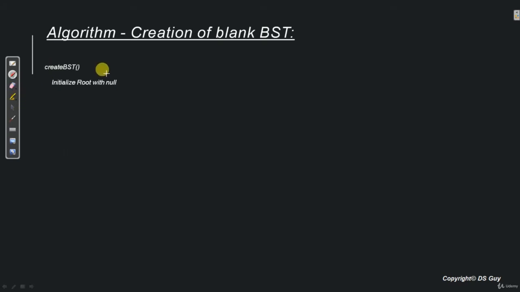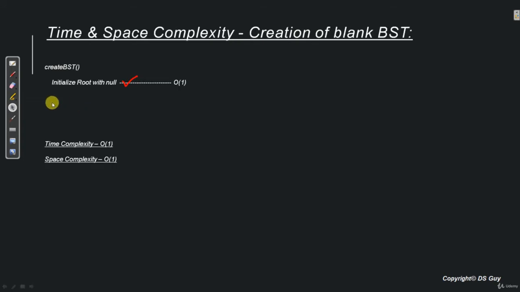So creating a blank binary search tree is very simple. All that we have to do is initialize root with null. This will make sure that we successfully create a blank binary search tree. Now if we see the time and space complexity of the algorithm, it is order of 1, because all that we are doing is initializing root with null, which is a constant time operation, and this does not take much space, so this is order of 1 space complexity.